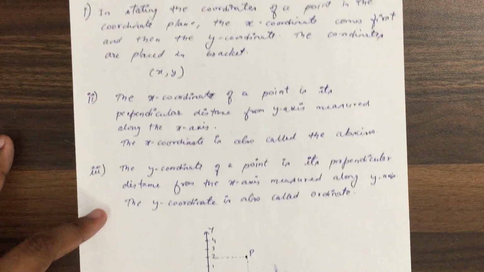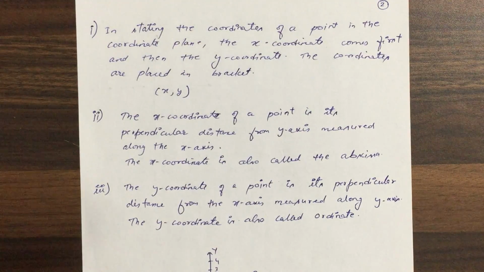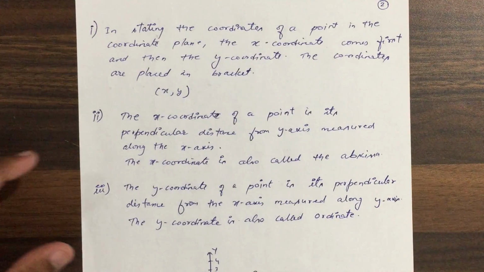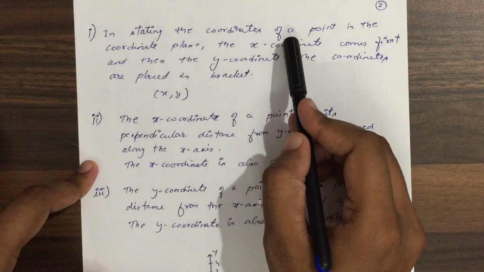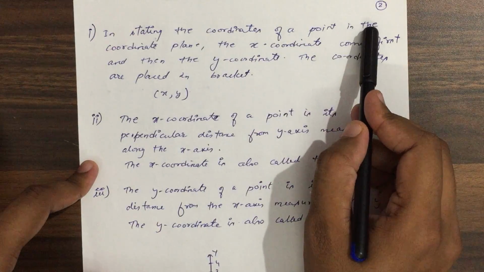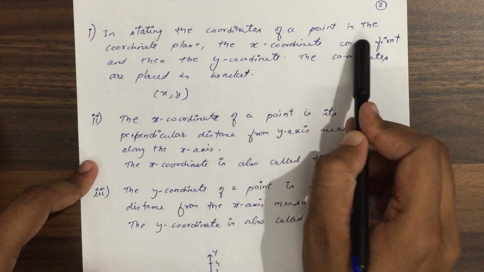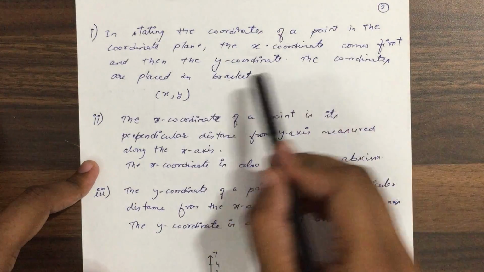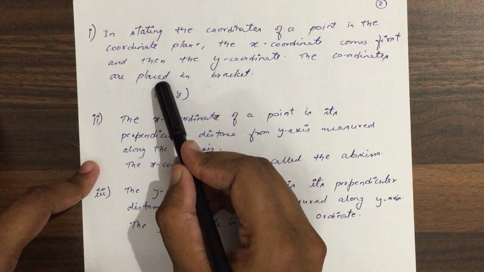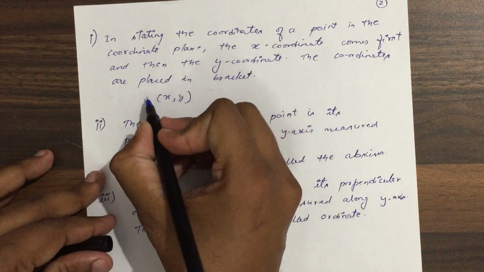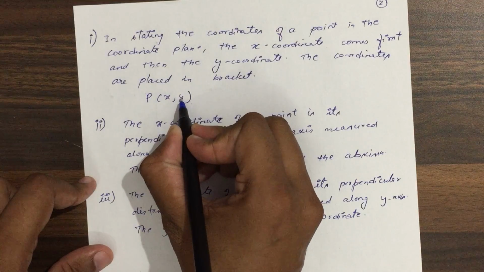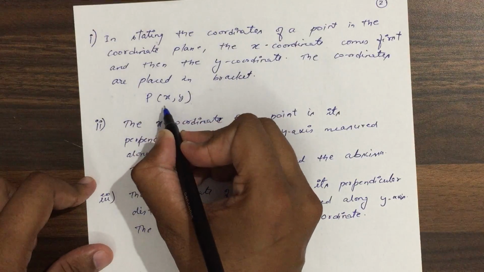Now we will see how to state the coordinates of a point, that is, how a point is represented. In stating the coordinates of a point in the coordinate plane, the x coordinate comes first and then the y coordinate. The coordinates are placed in brackets. Suppose this is the coordinates of any point P. First we write the x coordinate, then the y coordinate, and we keep them in brackets.